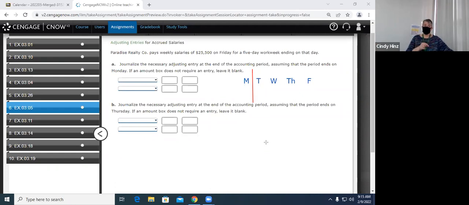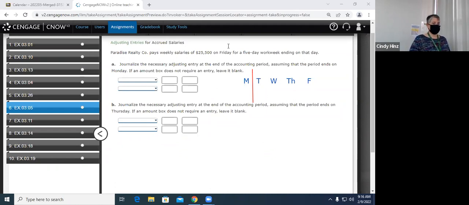But from an accounting perspective, when we prepare our financial statements for the month that ends on Monday, we need to include the cost of our workers for Monday in that month's reports, right? We have to match the cost for that month against the revenues for that month. So we're not going to pay it till Friday, but we still need to get the expense into our records. So how do we go about doing that?